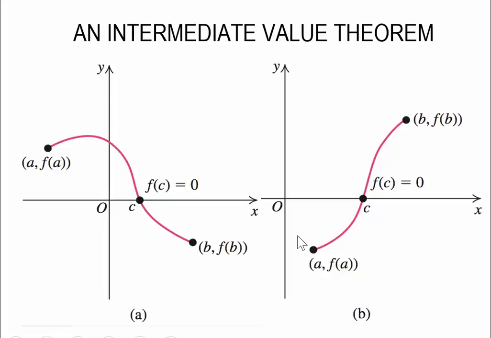Or it could be the other way. It could be that f of a was negative, f of b is positive, therefore there is f of c, which has to equal 0. You have to go through a 0 somehow, because it's a polynomial.